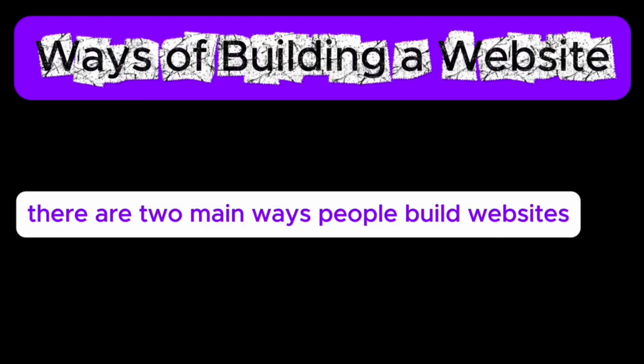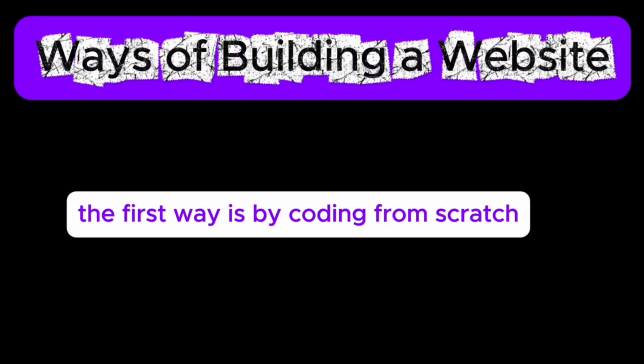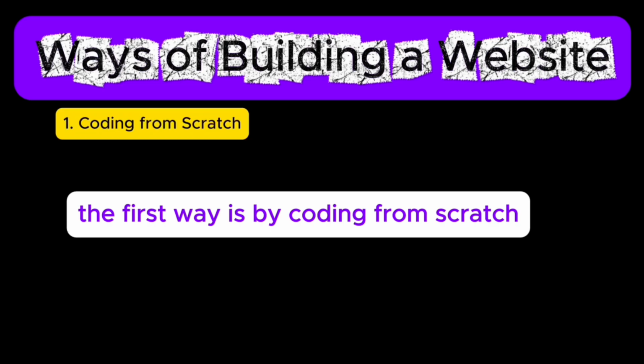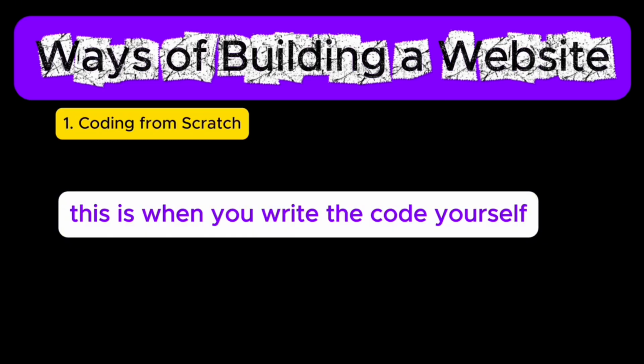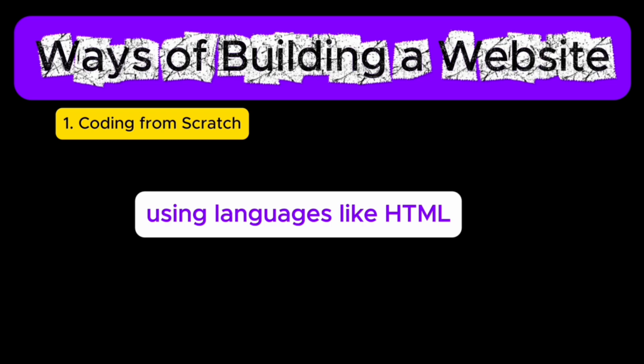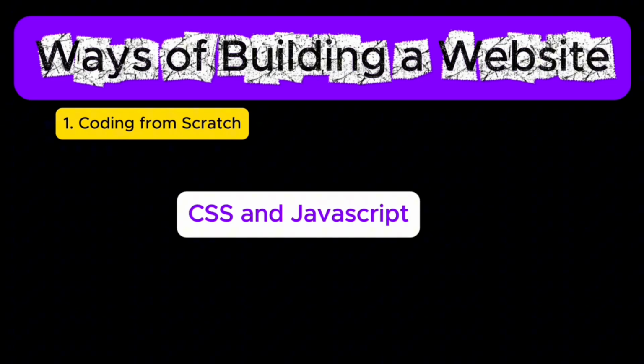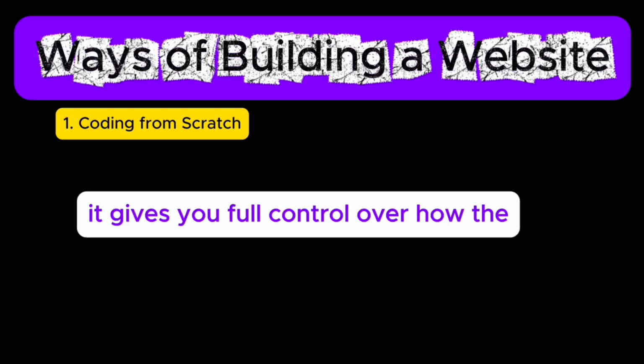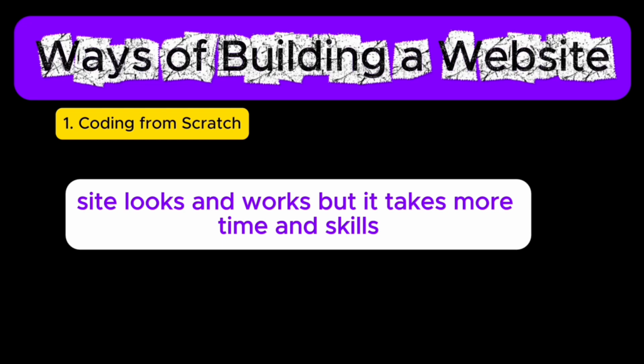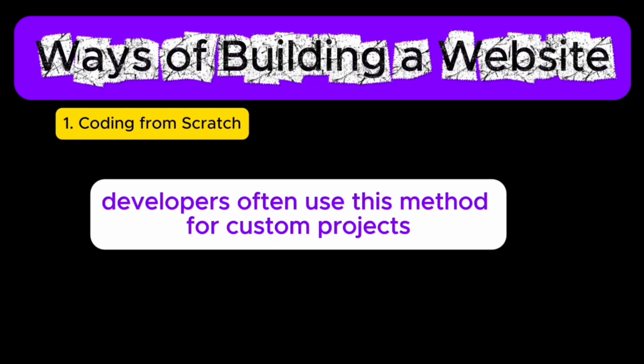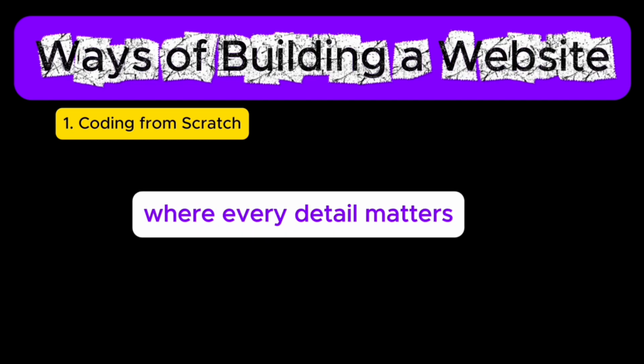There are two main ways people build websites. The first way is by coding from scratch. This is when you write the code yourself using languages like HTML, CSS, and JavaScript. It gives you full control over how the site looks and works, but it takes more time and skills. Developers often use this method for custom projects where every detail matters.